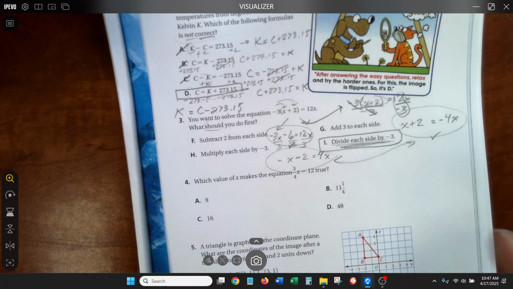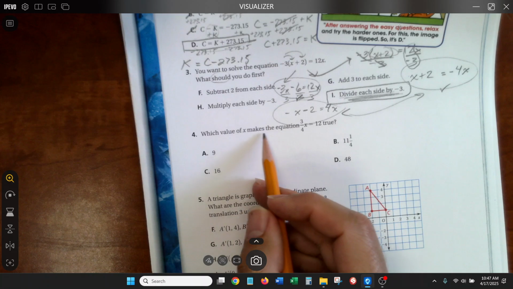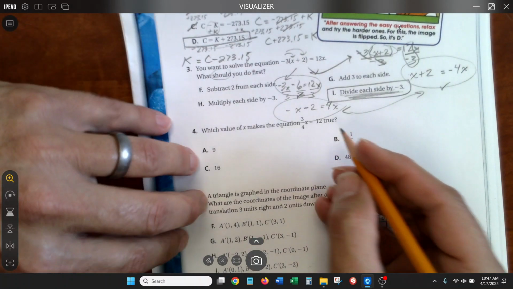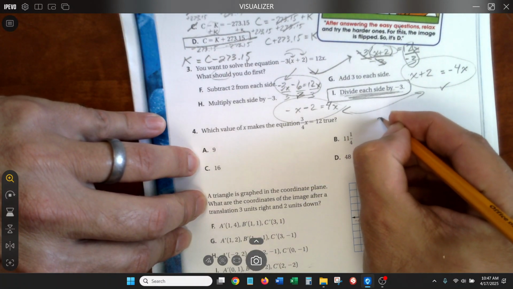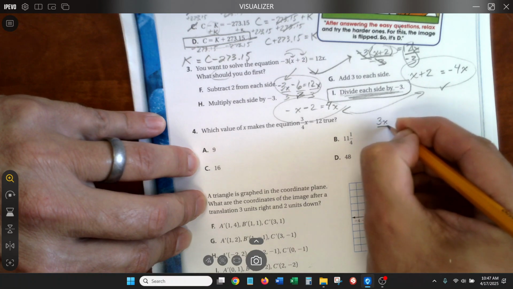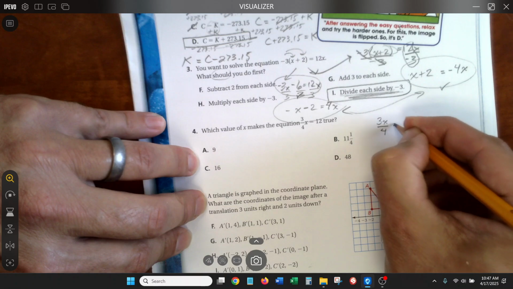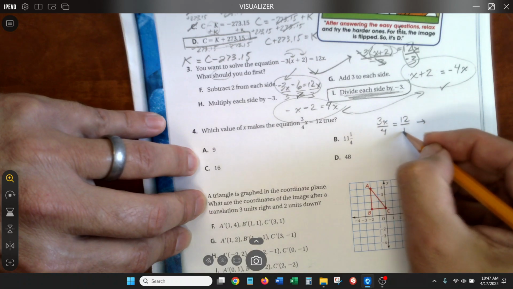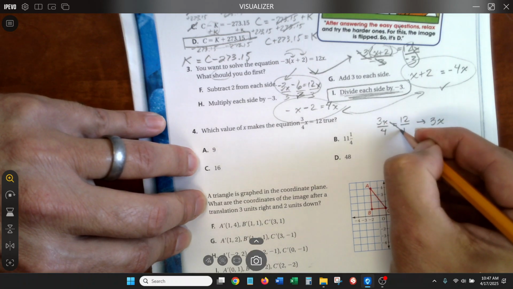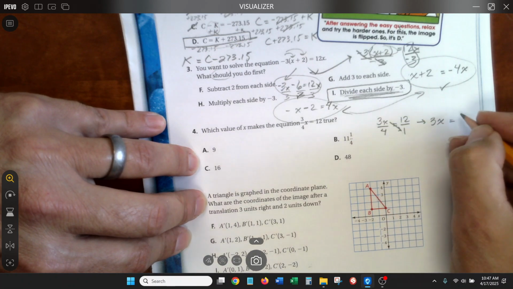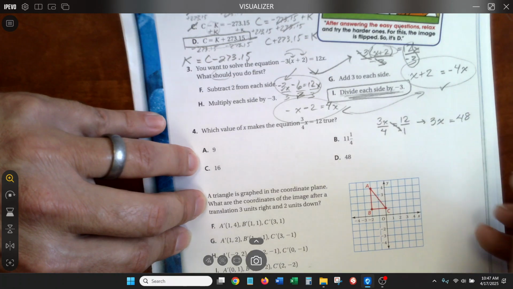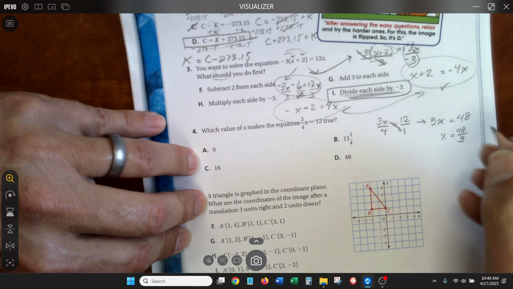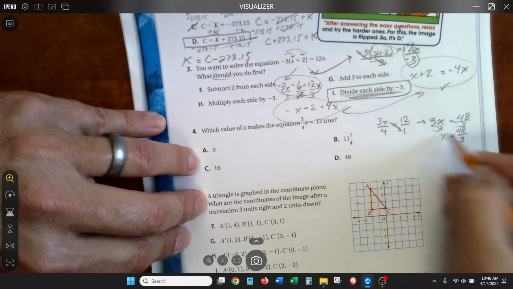Okay, number 4. Which value of x makes the equation 3/4 x equal to 12 true? So again, you have options here. You can write it as 3x over 4 equals 12 over 1, and then set the cross products equal. So 3x times 1 is 3x, multiplying diagonally this way. And then 4 times 12 is 48. And this gives you x equal to 48 divided by 3.